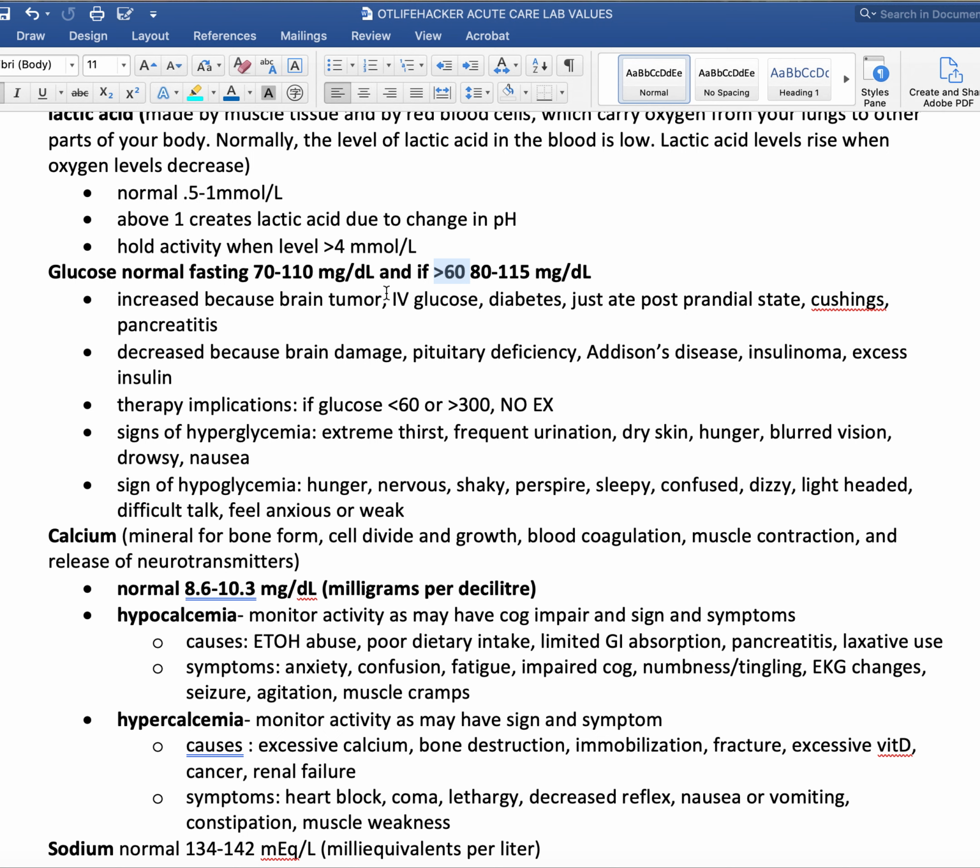Increased because of brain tumor, IV glucose, diabetes, postprandial state, Cushing's, pancreatitis.